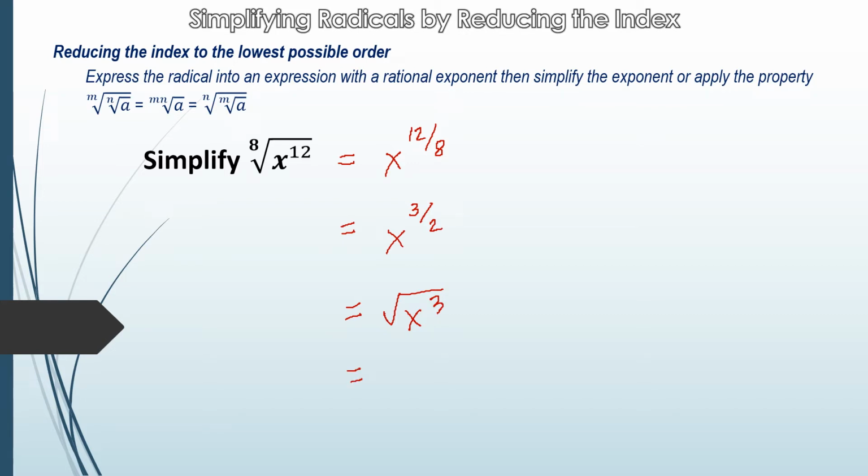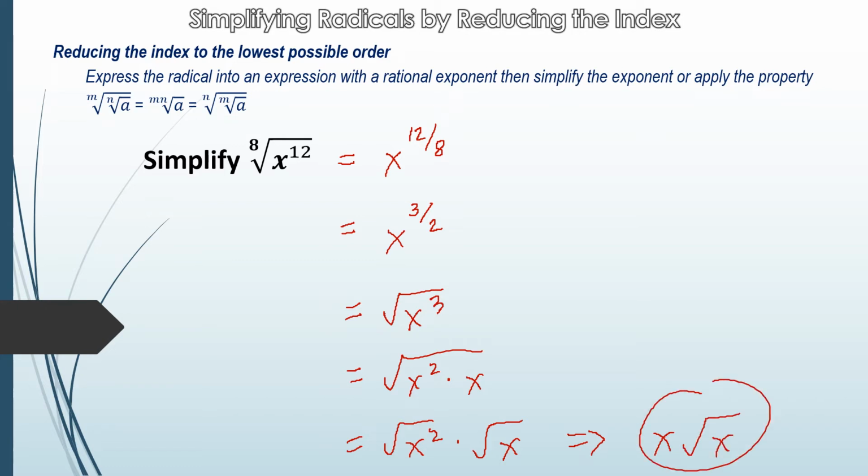So x cubed, or square root of x cubed, is the same as square root of x squared times x, and is also the same as square root of x squared times square root of x. Let us simplify. The square root of x squared is x, and then copy square root of x. So this is now the simplest form of the given radical expression.